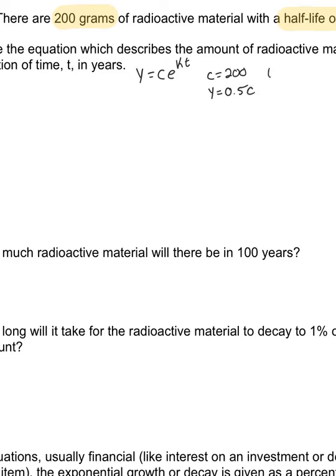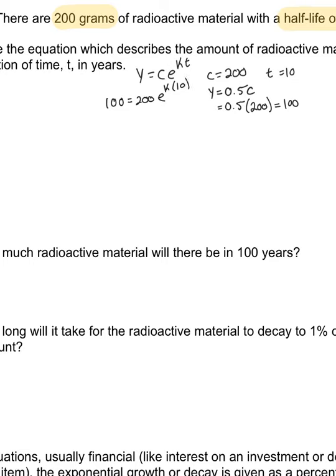The time that it's giving me is 10 years. It has a half-life of 10 years. So I'm going to substitute all of that into my equation. Since the y value is half of c, if I do 0.5 times c and c is 200, that's just asking me to take half of 200, which would be 100. So the value for y that I'm going to substitute is 100. C is 200. Then I've got e raised to the k times t, and t is 10.